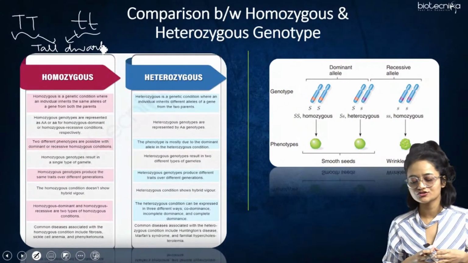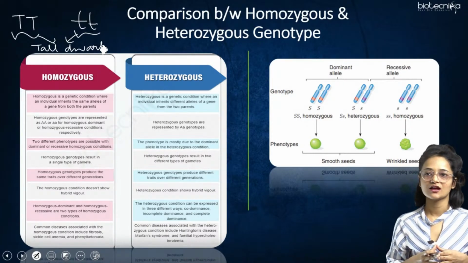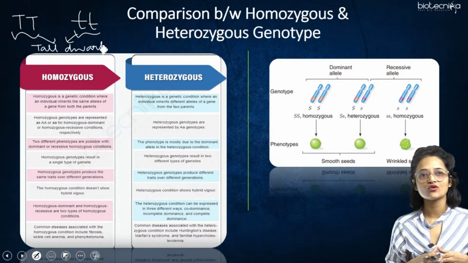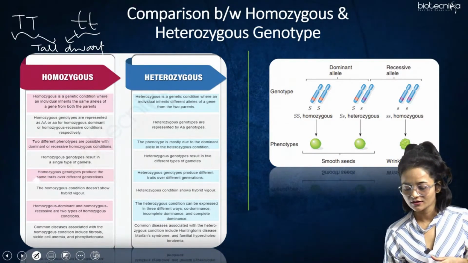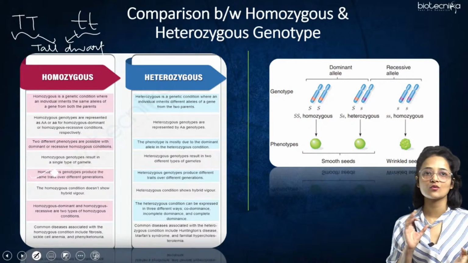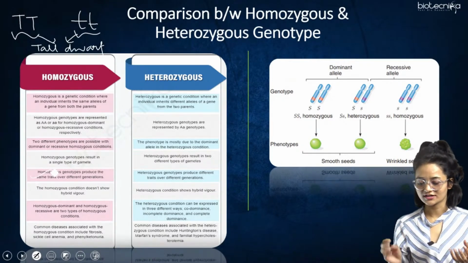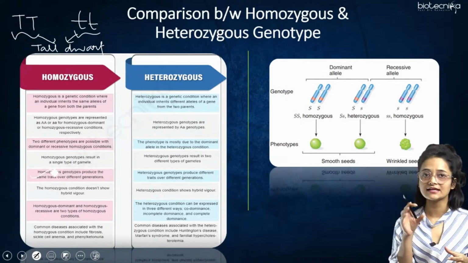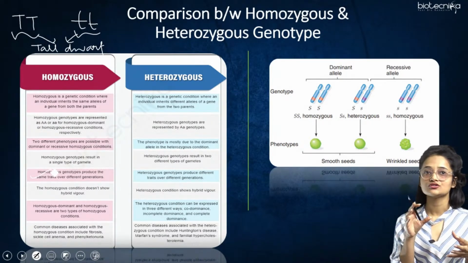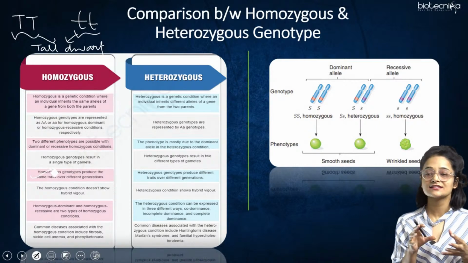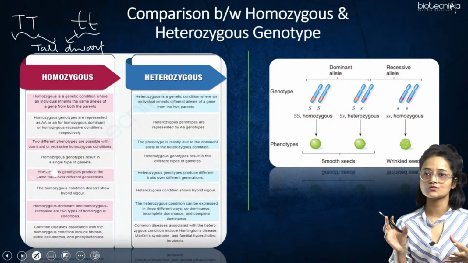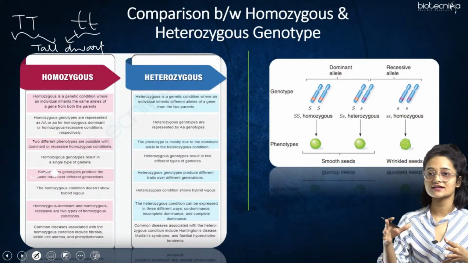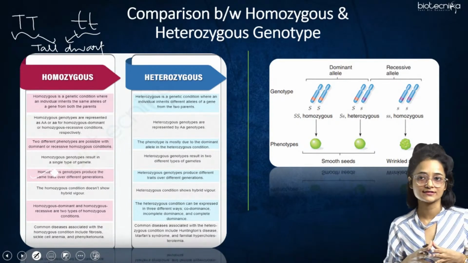Then it says that the homozygous genotype results in a single type of gamete. Only a single type of gamete would be produced. Homozygous genotypes produce the same traits over different generations, right? During generation to generation, this homozygous genotype doesn't change. So variability in organisms is not due to homozygous alleles. It is basically due to the heterozygous one. Due to heterozygous alleles only, the variability in different organisms is found. So the heterozygous character is more important as compared to the homozygous one.